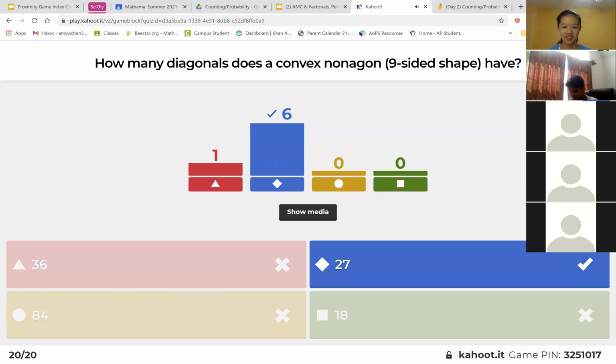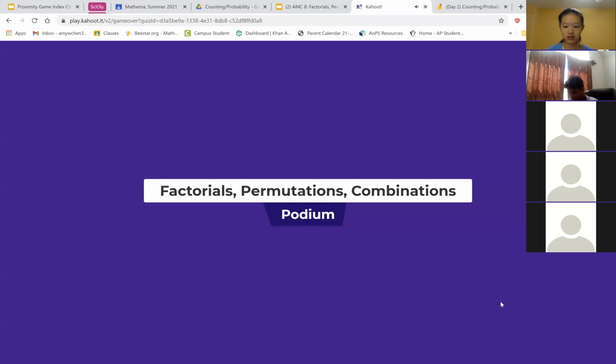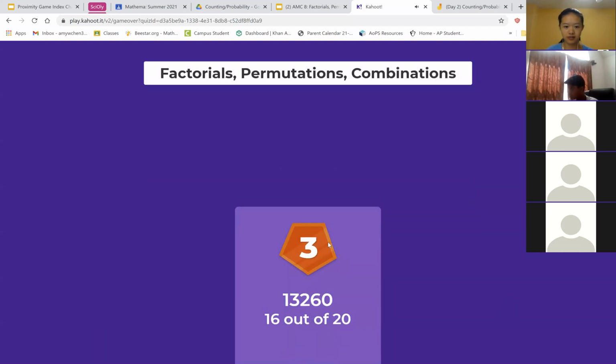Okay, almost all you guys got it right. It's 9 choose 2 minus 9, or if you know the formula, 9 times 6 over 2. Woohoo. Good job, Arjun. How many? 9 things.